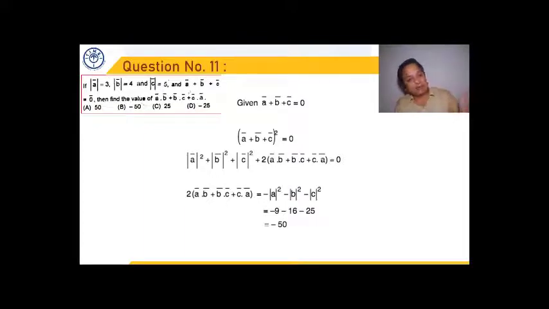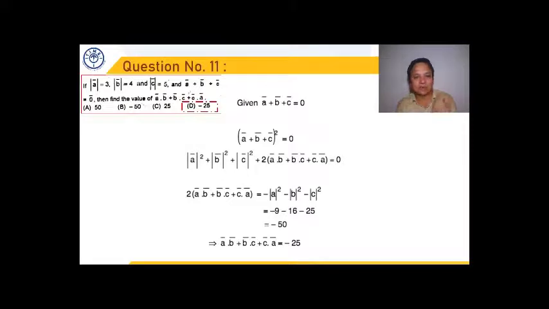And the left hand side is twice multiplied by (A·B + B·C + C·A). So can we say A·B + B·C + C·A is equal to minus 50 by 2, that is minus 25. If you carefully look at the choices, the options are very closely set: 25, minus 25, 50, minus 50. 50 in case you forget to divide by 2. But in this case, my answer comes out to be minus 25, which is given as choice D as the answer.